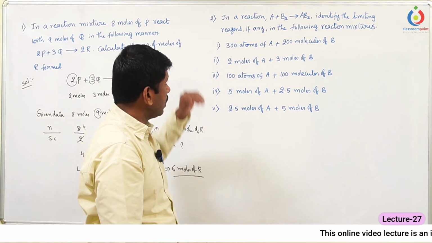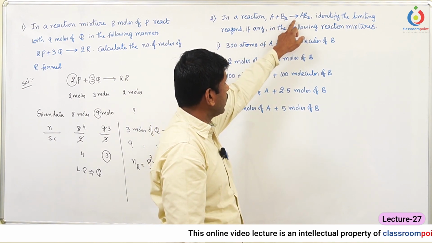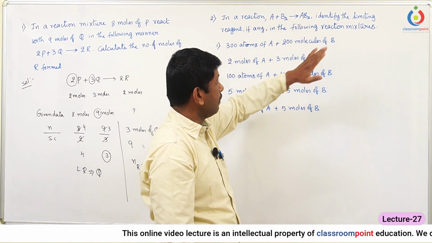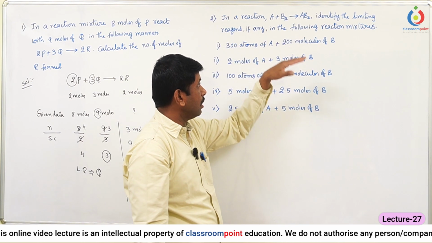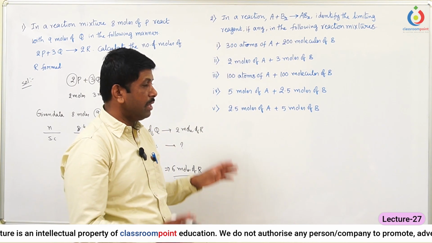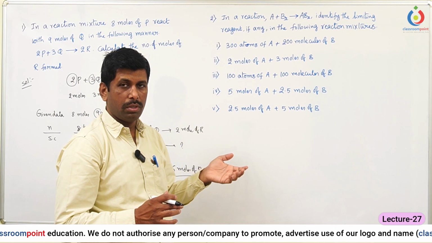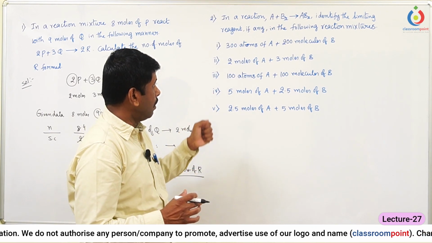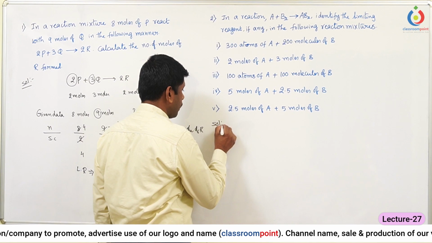Now let us see one more equation. In a reaction, A plus B2 gives AB2. Identify the limiting reagent, if any, in the following reaction mixtures. For the same reaction, they have given different combinations using atoms, number of moles, or molecules. Let us try to see how to solve this one.